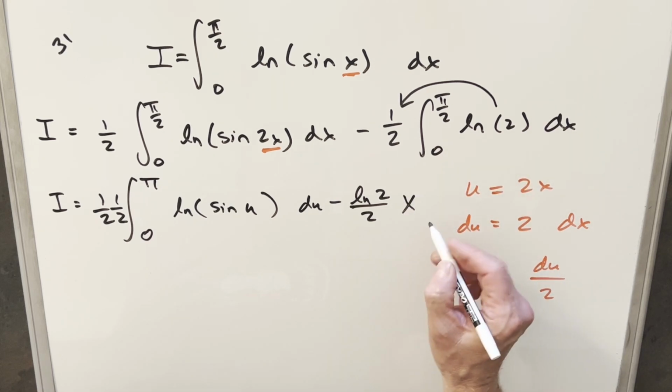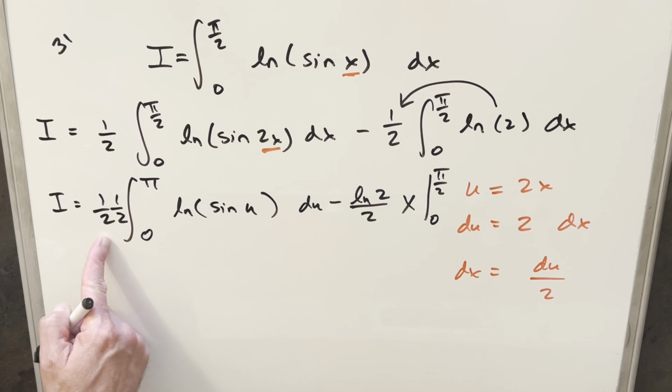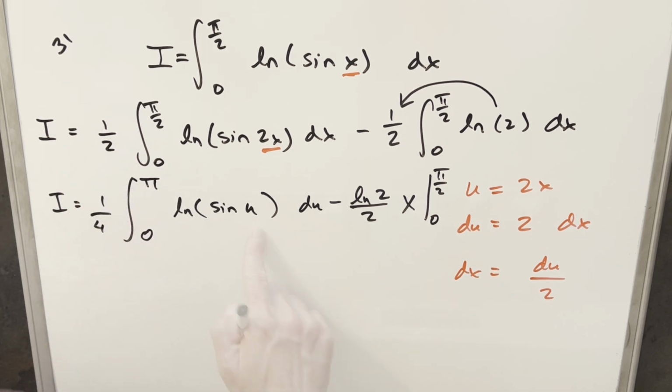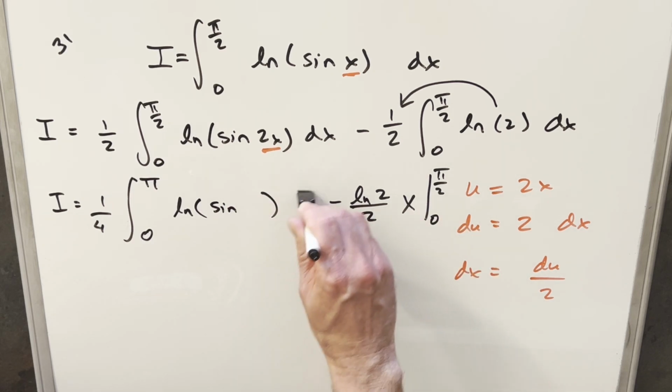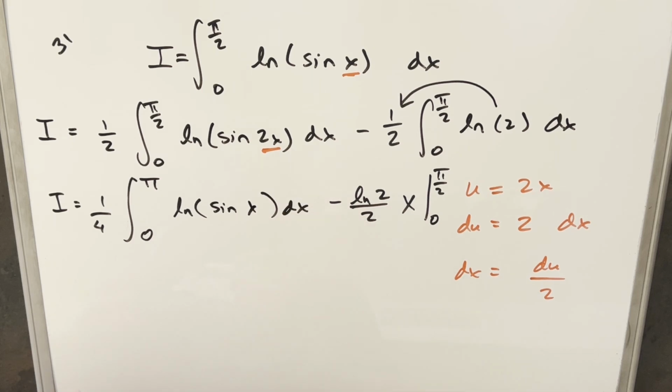Integrating, we get x, and this just needs to be evaluated from 0 to pi over 2. Now, of course, 1/2 times 1/2, I can just fix that. I'll write that as 1 over 4. And let's just do a variable change here because we've got everything else in terms of x. So let's get this back in terms of x. This is a definite integral. I can change the variable name, so put it back that way.